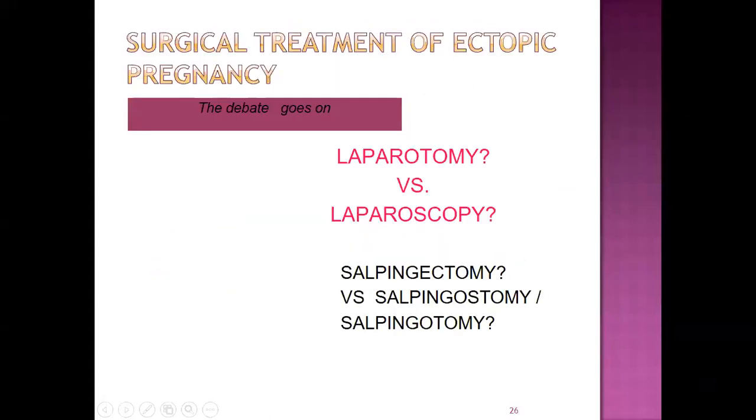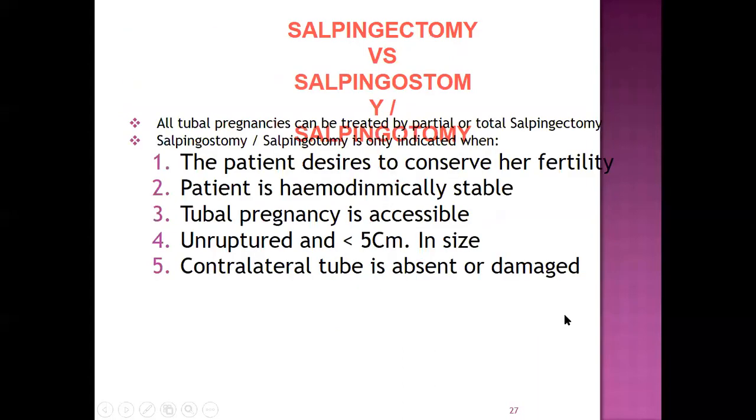Now, what is the most accurate surgical treatment, whether laparotomy or laparoscopy, and salpingectomy versus salpingostomy or salpingotomy? Salpingectomy, I told you, is removal of the tube. Salpingotomy is repair of the tube, and salpingostomy means to cut the portion of the tube. Now, this all depends upon the patient's wish, what the patient wants.